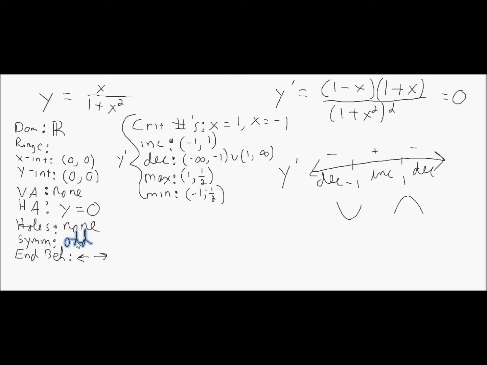I'm sorry. Odd means that at opposite x values, like 1 and -1, the y value should also be opposite. 1/2 and -1/2. Okay, I had +1/2 here. I knew that was wrong. So that's just why symmetry is kind of nice to know sometimes.